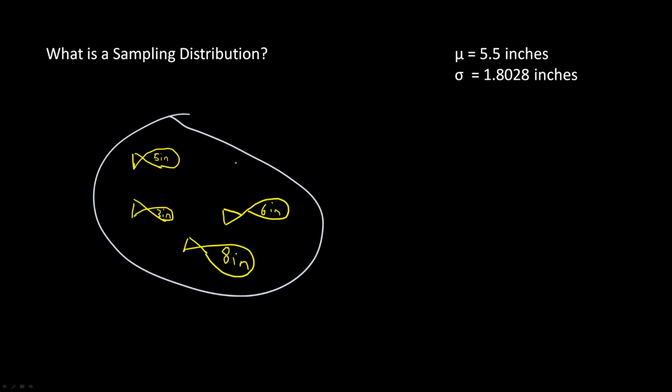Today we're going to be learning about sampling distributions and some rules that come with them. So what exactly is a sampling distribution in the first place?